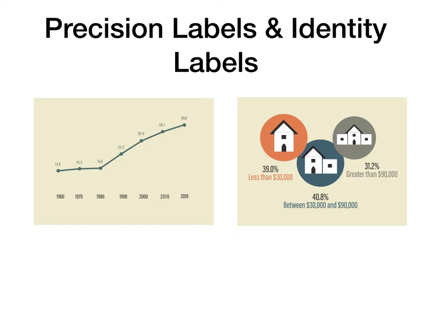Throughout my infographic, I use both precision labels and identity labels. On the left, we can see that I use precision labels to provide the precise percentages of adults that were obese in each year. On the right, I use identity labels to specify what level of income each percentage corresponds to.